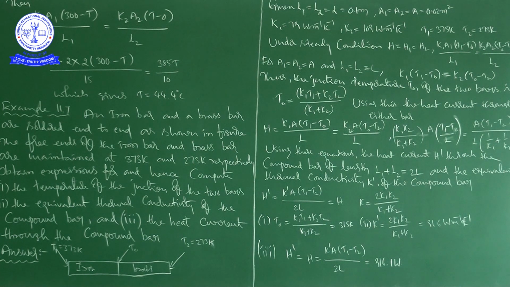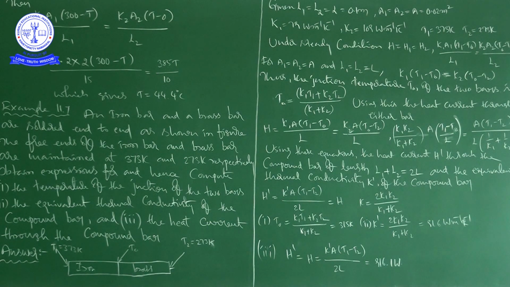Based on this given data, he is asking to compute first the temperature of the junction of the two bars, right? Next, second one, the equivalent thermal conductivity of the compound bar. Very interesting question here, because we are going to calculate the equivalent thermal conductivity. Until now, in our previous class, we came to know only the thermal conductivity of different materials like iron, silver, copper, water, oxygen. Now we are going to calculate the thermal conductivity of the compound bar. And the third one is the heat current through the compound bar.